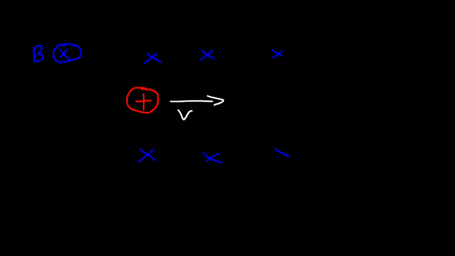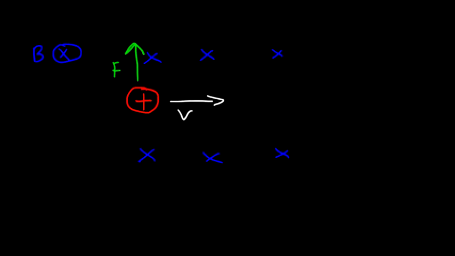Now, let's talk about a proton. So let's say we have a proton and it's moving towards the right, and the magnetic field is directed everywhere into the page. So let's say there's an X everywhere. What's going to happen? Where is the magnetic force? So if you direct your thumb towards the right and your four fingers into the page, the magnetic force will be directed north.